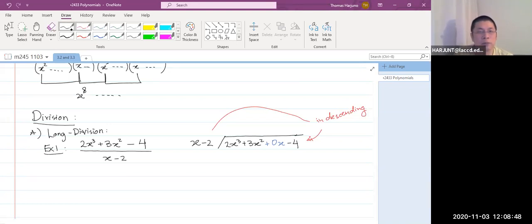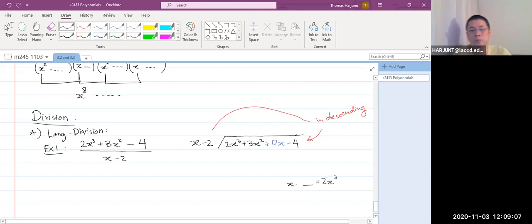We ask ourselves, okay, x minus 2 times what gives you, maybe to be more precise, x times what gives me 2x cubed. X times what gives me 2x cubed. You get 2x squared, right? Okay. Now 2x squared position is here.